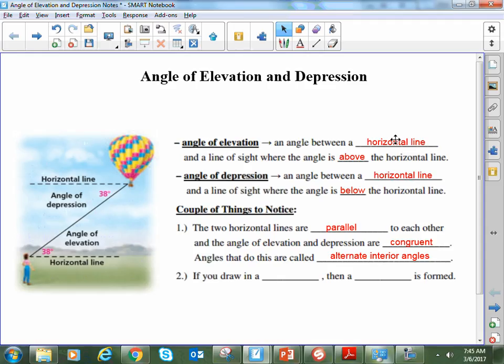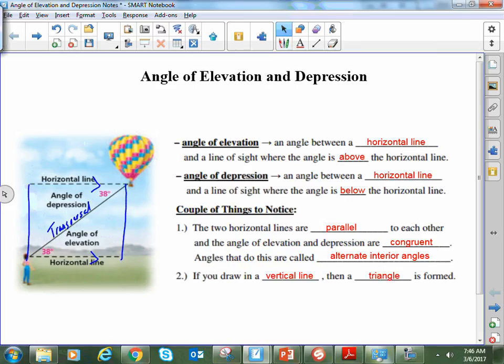And this goes way back to when we were talking about alternate interior angles. I can put some lines there if I wanted to, and make it a rectangle. And so we know that this line here is parallel to this line here. So this line of sight is our transversal line, creating our alternate interior angles.